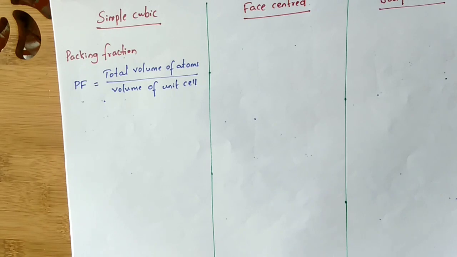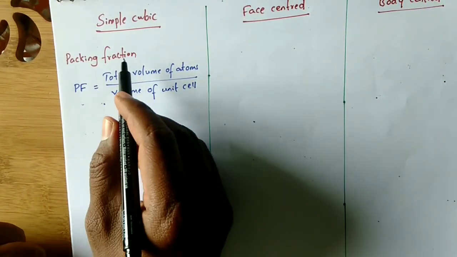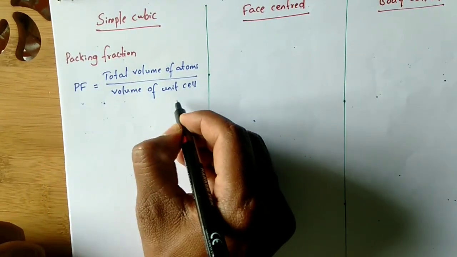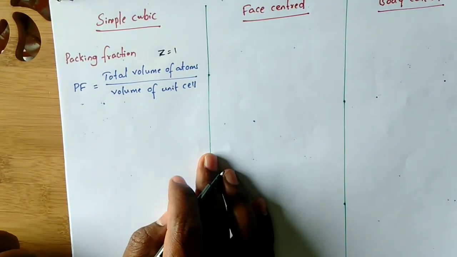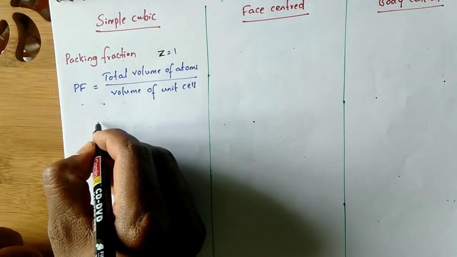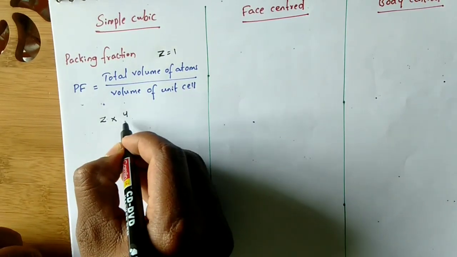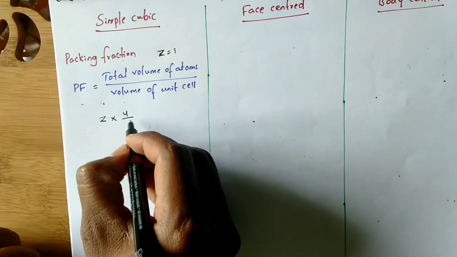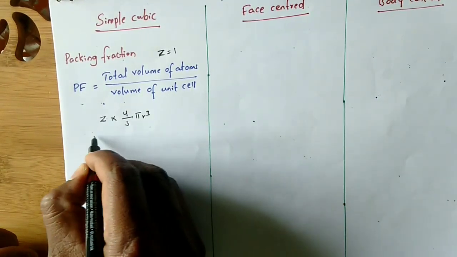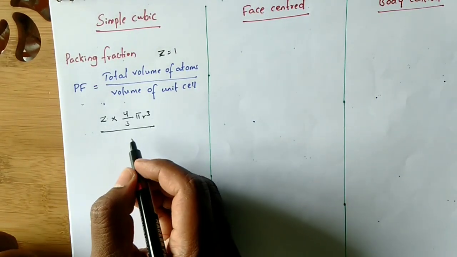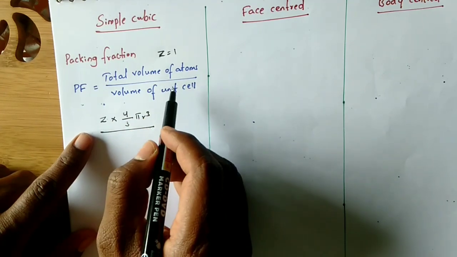What is the total volume of atoms here? How many atoms are there in simple cubic? Z equal to 1, right? Here Z equal to 1, only one atom there. So the volume of one atom times the number of atoms. An atom is nothing but a sphere, no? So what is the volume of a sphere? 4 by 3 pi r cube. So we are calculating the total volume of atoms here.